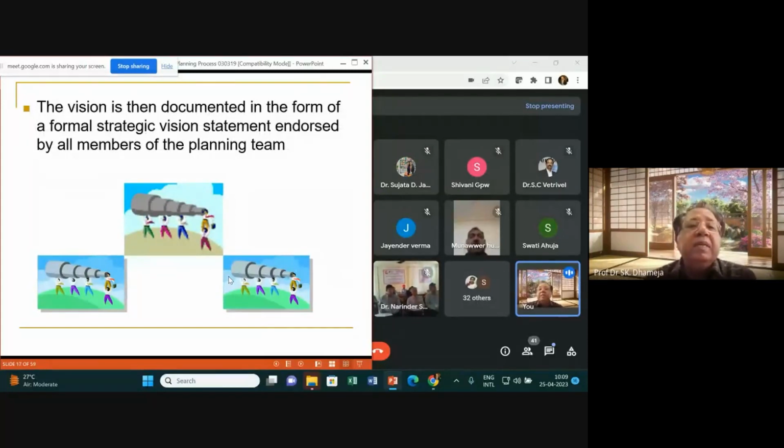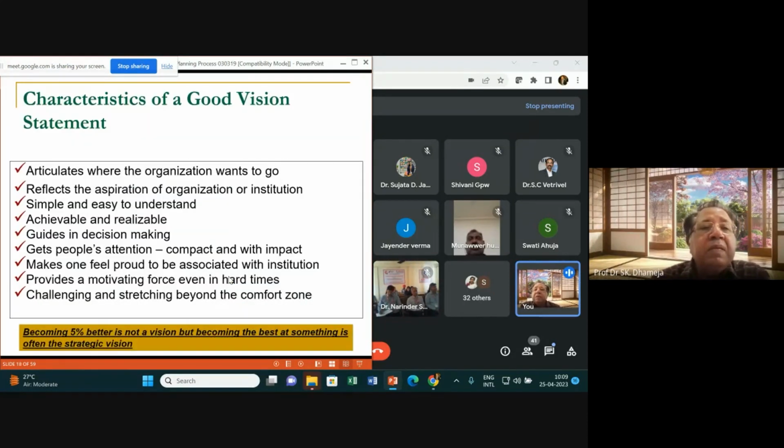The vision is then documented in the form of a formal strategic vision statement endorsed by all members of the planning team. So first you have a vision, a vivid picture, and then that picture, you put it in the form of a statement. So that's known as the vision statement. What are the characteristics of a good vision statement?